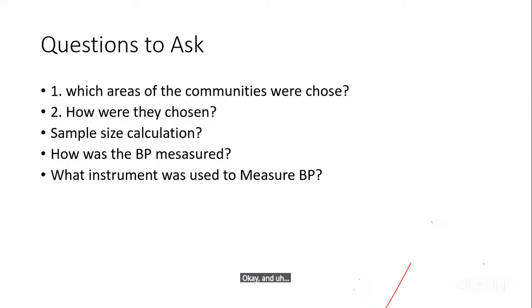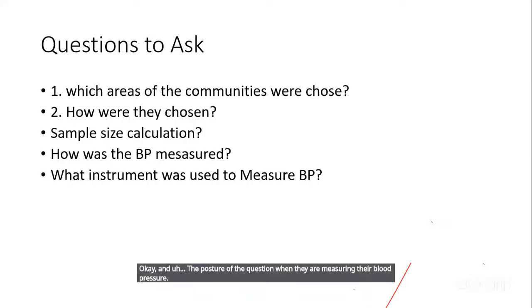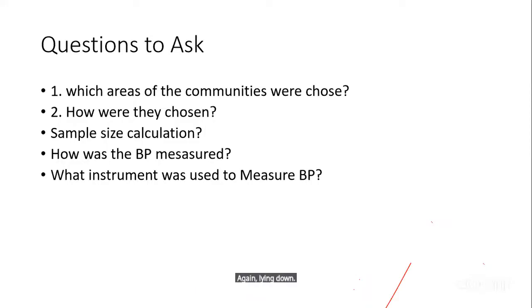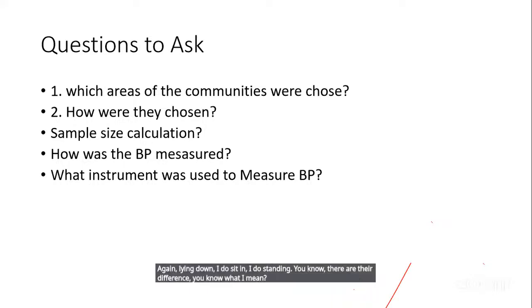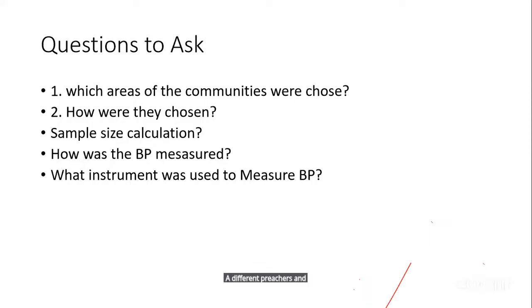And the posture of the patient when they are measuring their blood pressure. Are they lying down? Are they sitting? Are they standing? You know that there are differences. A different posture gives a difference in blood pressure. And what type of instrument is used to measure the blood pressure?